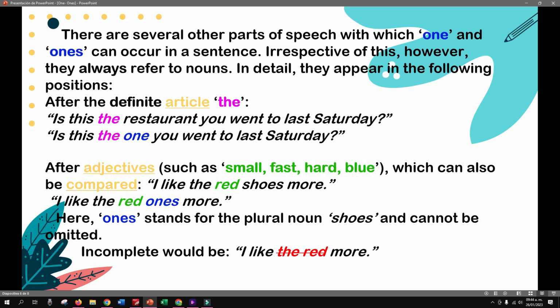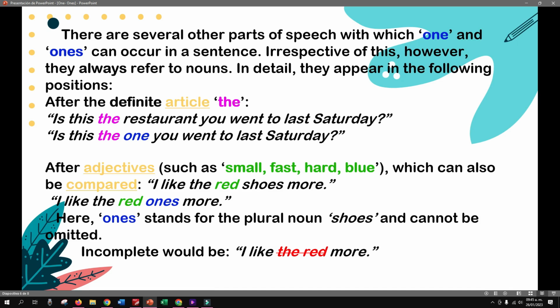After adjectives such as small, fast, or blue, which can also be compared. I like the red shoes more. I like the red ones more. Here, ones stands for the plural noun shoes and cannot be omitted. Incomplete would be: I like the red more.